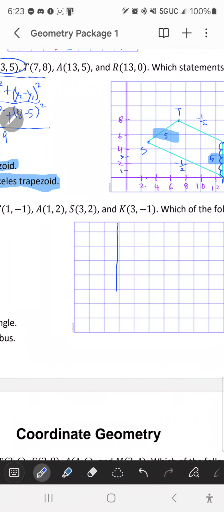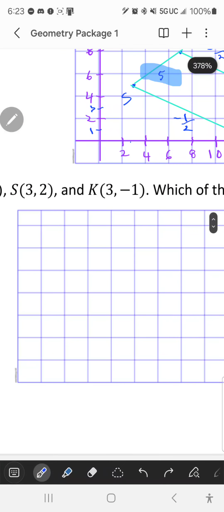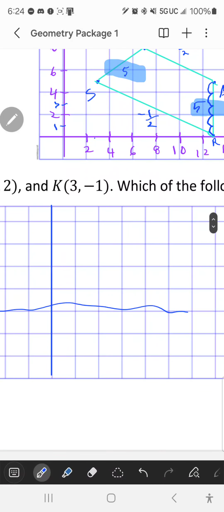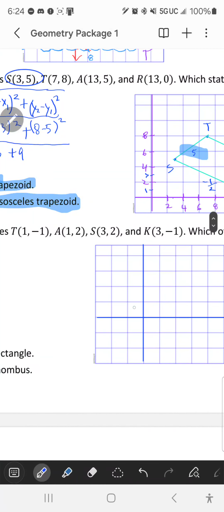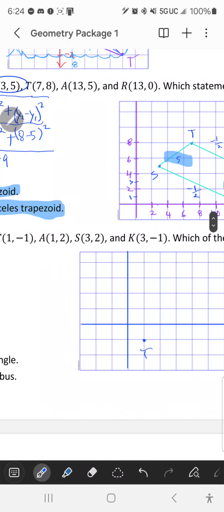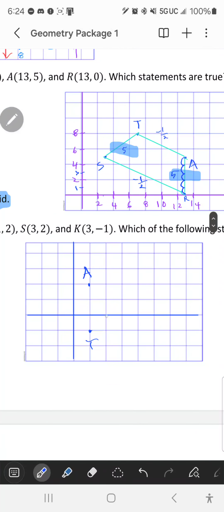Let's draw it. Okay, perfect. Now, 1 comma -1 will be here. This is T. Now, 1 comma 2 is going to be here. This is A. 3 comma 2, this is 1, 2, 3, so 3 comma 2 is here. And 3 comma -1 is here.